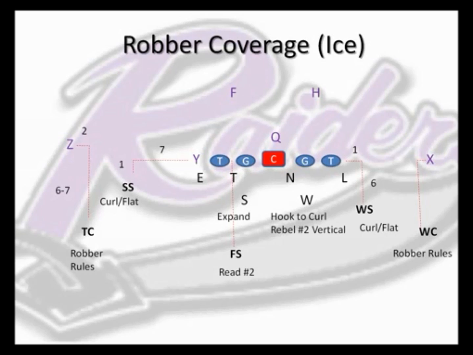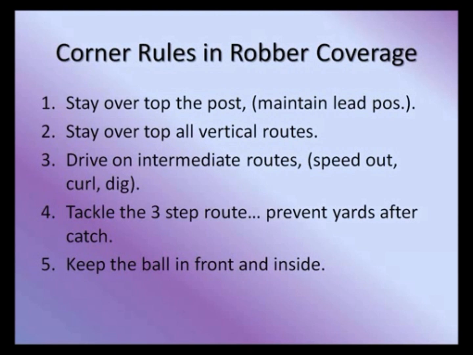The weak safety is our high curl player to the away side of the coverage, where he's looking to drop underneath the number 1 receiver and then leverage the flat from there. And I think I have a slide here for robber rules, so I can talk about the corners.